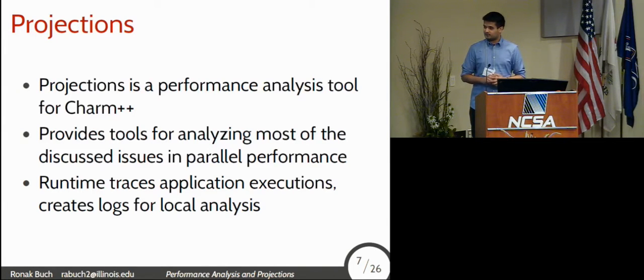The way it works is that the Charm++ runtime traces application executions. This happens just by a flag that you can build Charm with, and then a flag you can link applications with. Then you'll automatically get these performance logs that the runtime will capture for you. After you're done executing your application, you can get your logs, open them up in the projections tool, and then use them for local analysis, which you can use to optimize and change your code in the future and then run again.